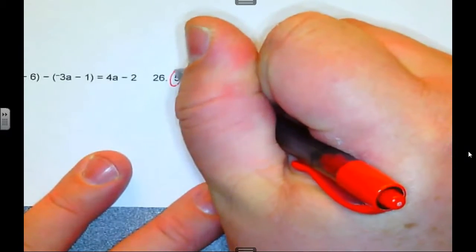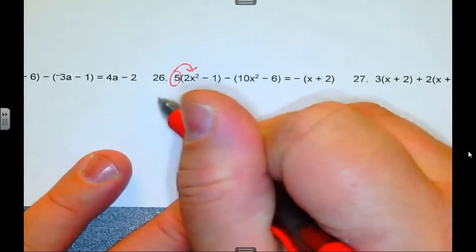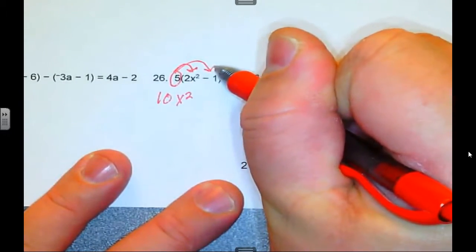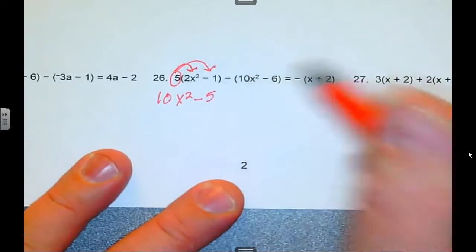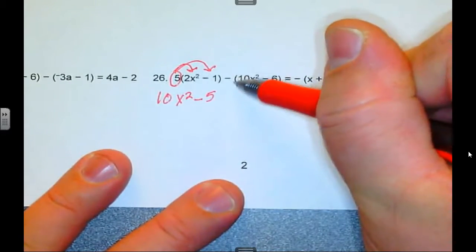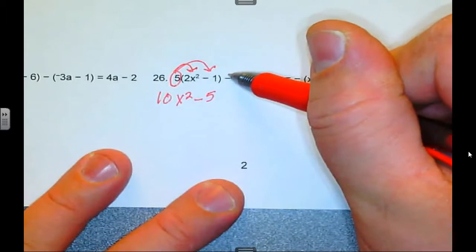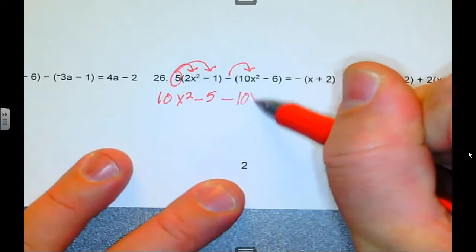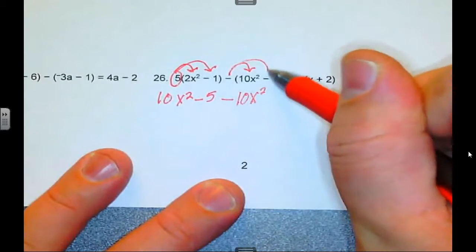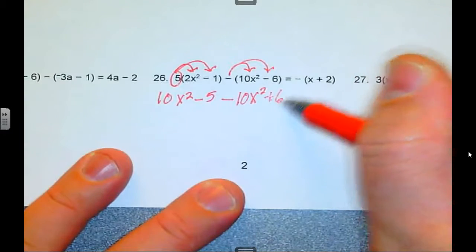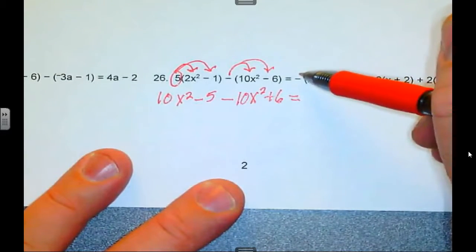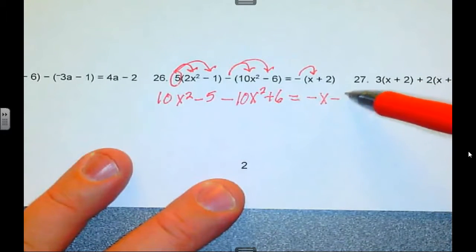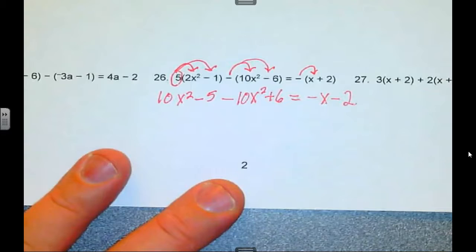Distribute the 5. 5 times 2x squared. 5 times minus 1. Okay, don't forget there's a 1 there. You have to distribute the minus sign. Yep. Plus 6, right? Equals, here's another minus sign, negative x minus 2. Okay?